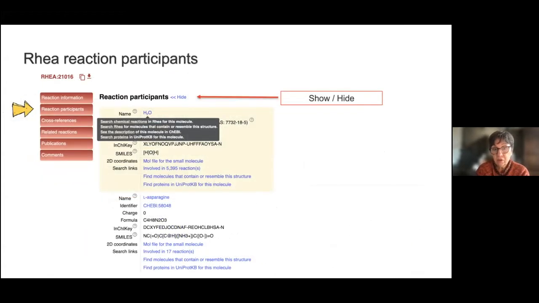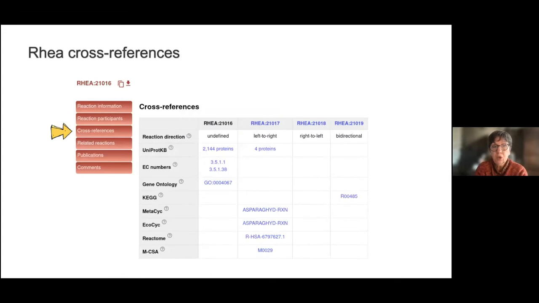The second section is the reaction participants section. You can show or hide these sections. Once again, if you mouse over these links, you get tooltips to help you navigate. We also provide for each compound some structural information, which we will see later how to use. We provide cross-references to other resources, enzyme resources, but also other metabolic resources like KEGG, MetaCyc, EcoCyc, Reactome, and MACiE. In this table, you have four columns.